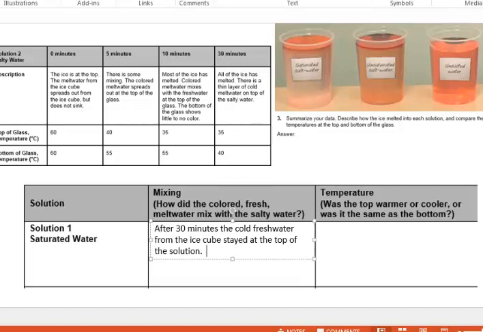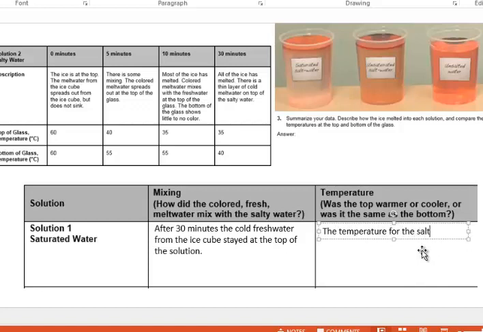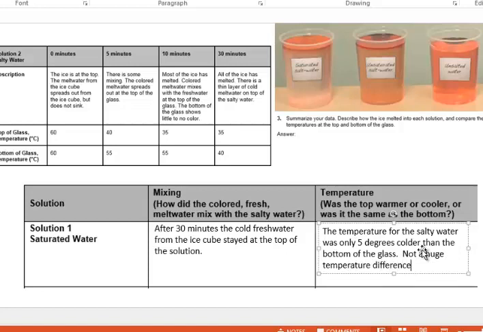If we then look at the temperature difference, the temperature for the salty water was only 5 degrees colder than the bottom of the glass. So not a huge temperature difference.